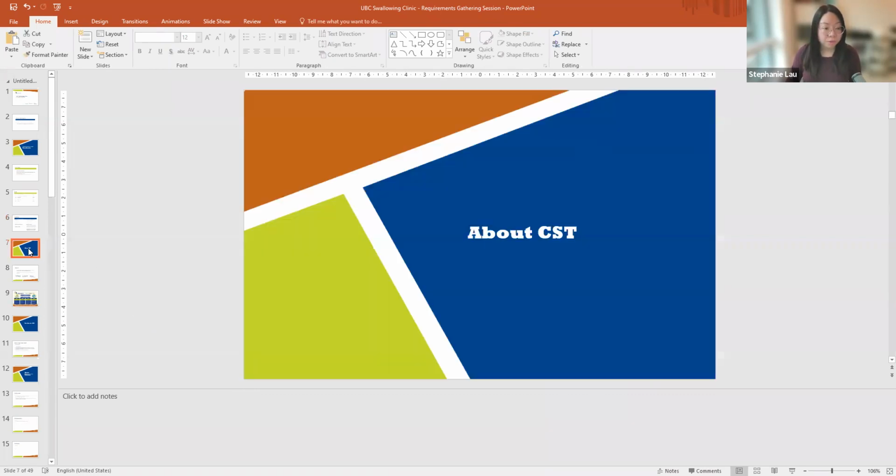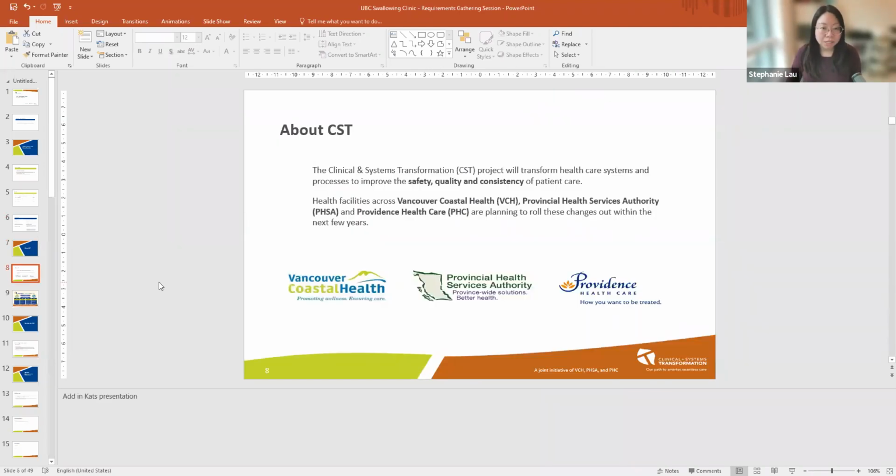All right, if there's no further ones, I will dive into talking a little bit about CST. CST stands for Clinical and Systems Transformation, and it will transform healthcare systems to improve the safety, quality, and consistency of patient care. The rollout of the CST project has been quite vast across the different health authorities. We have done a lot of implementation with Providence Healthcare, with PHSA, and also BCH. And now we are working on UBC Hospital.